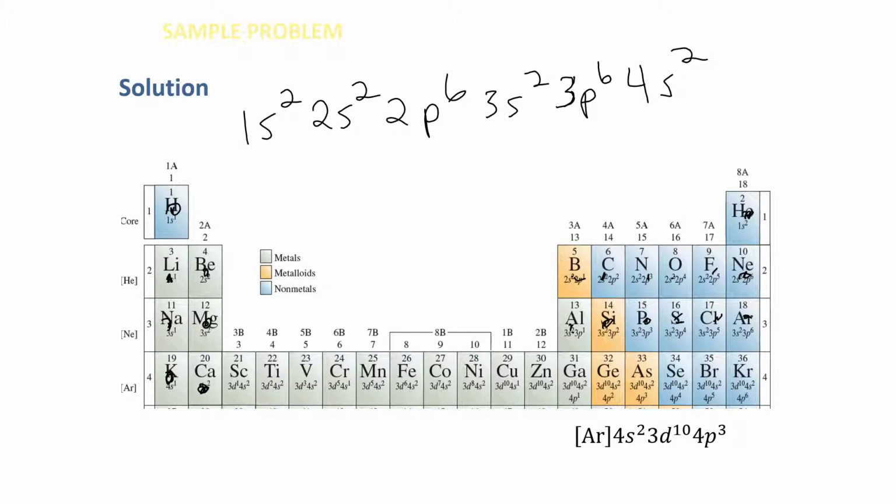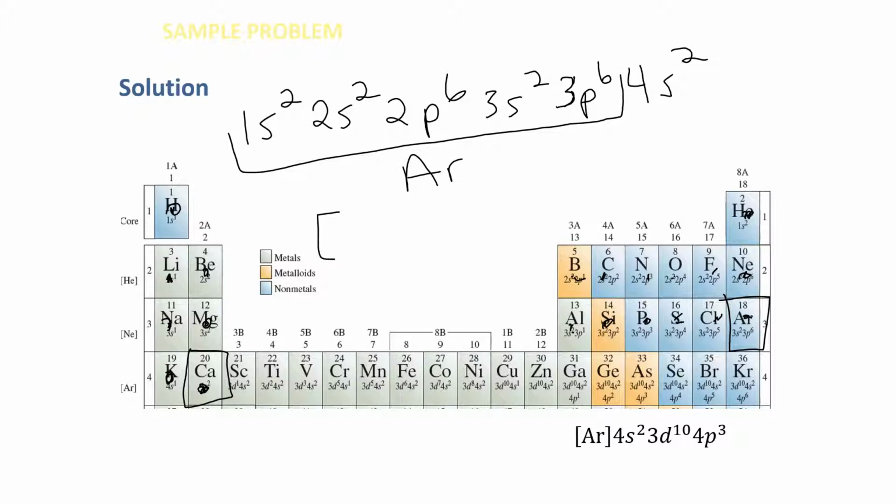Okay. Again, for calcium, argon is the closest noble gas, and you will see that this is the electron configuration for argon. So the short way of writing it is argon 4s2. The long way is writing it all completely out.